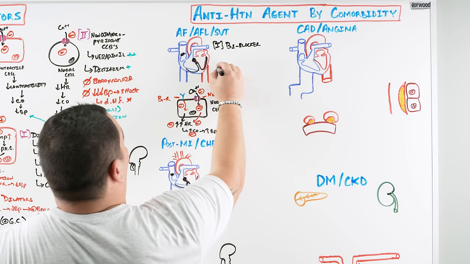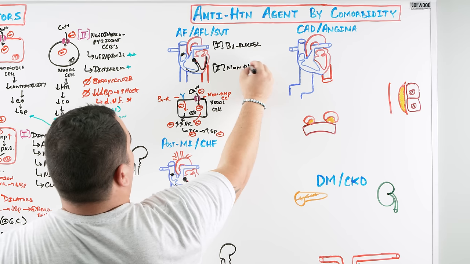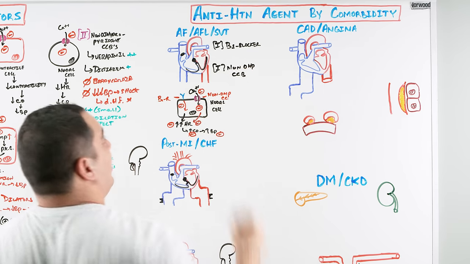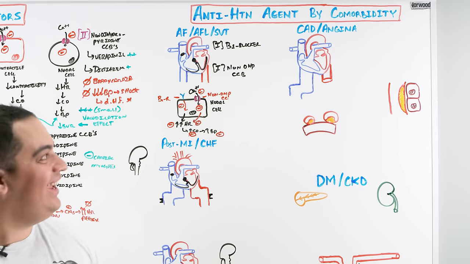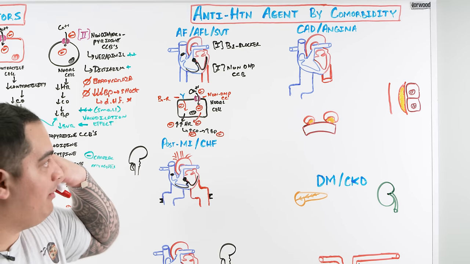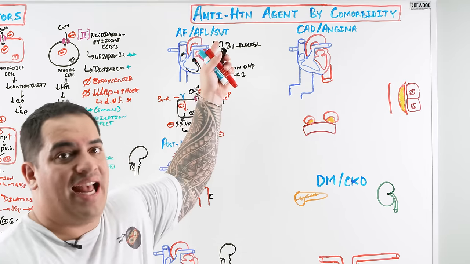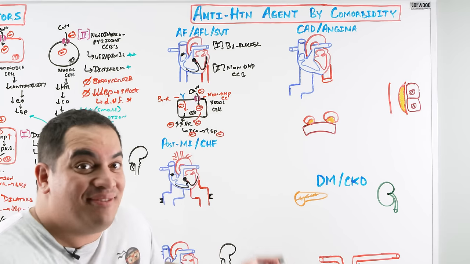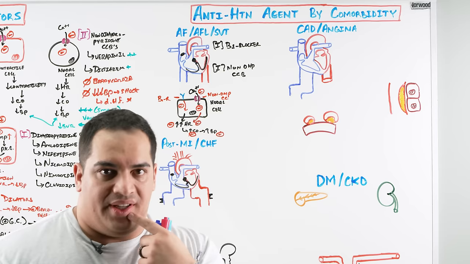And then the second one would be what? A non-dihydropyridine calcium channel blocker, like verapamil, like diltiazem. That makes sense, right? So that's what I want you guys to be thinking about in this particular situation. All right, so patient has hypertension and they have a tachyarrhythmia, give them something that drops their heart rate. Pretty straightforward. The next one is coronary artery disease and angina.